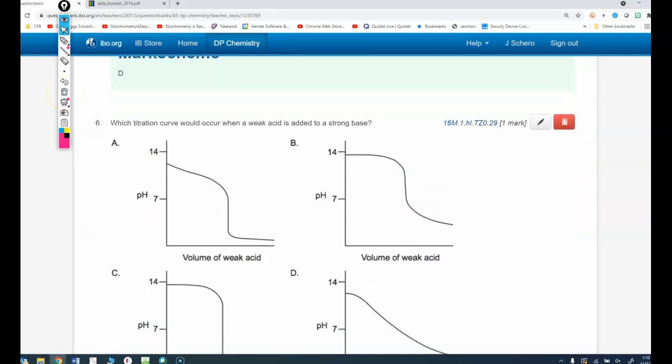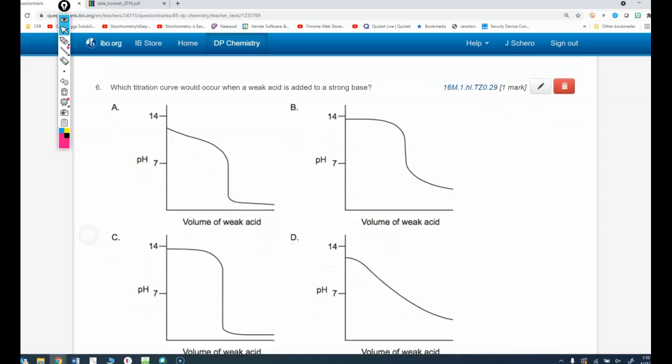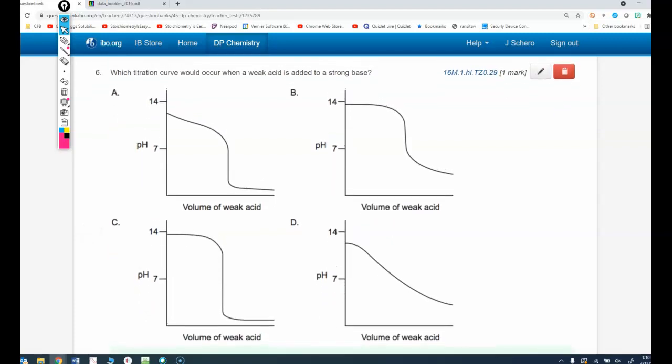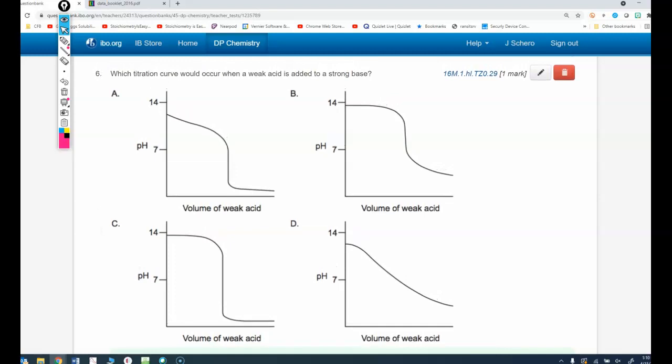Okay, which titration curve would occur when a weak acid is added to a strong base? So that means we're starting with a strong base, and we are adding a weak acid to it. So you would expect the strong base to hang on to its flat line a lot longer. A strong base is identified by starting at 14. This one is wrong because that would be more like a weak base. This one would be wrong because that is more like a weak base. So B or C look good.